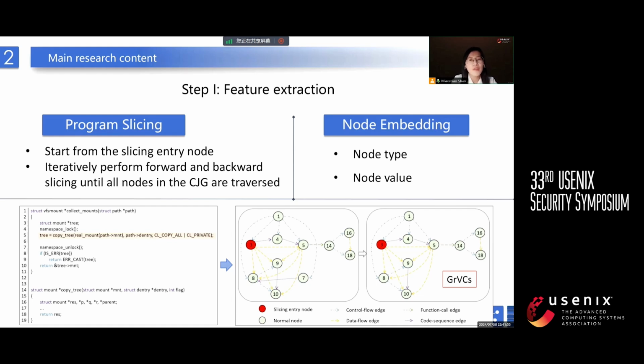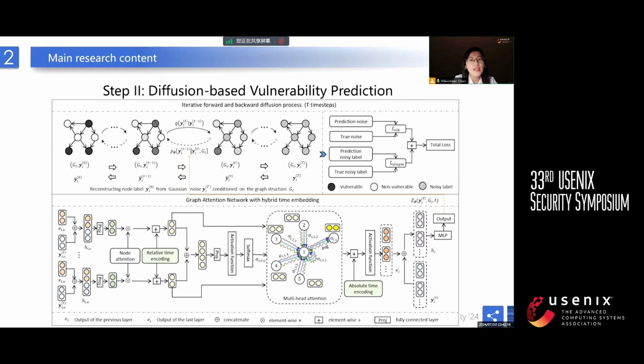Next, we convert all nodes in the graph into low-dimensional vectors to obtain acceptable inputs for deep learning models. We obtain the embedded representations of nodes by combining node types and node values to train a word2vec model. The second stage of our method is diffusion-based vulnerability prediction.